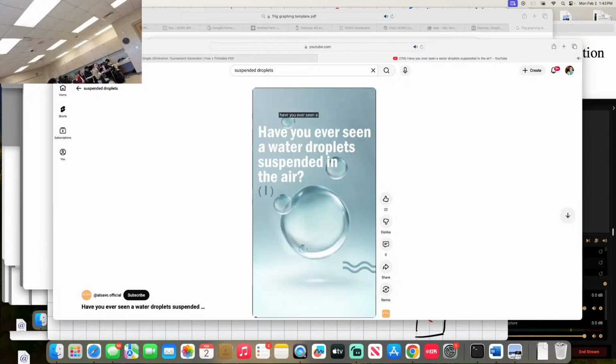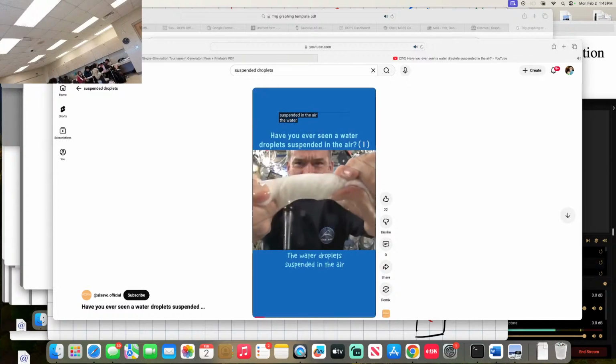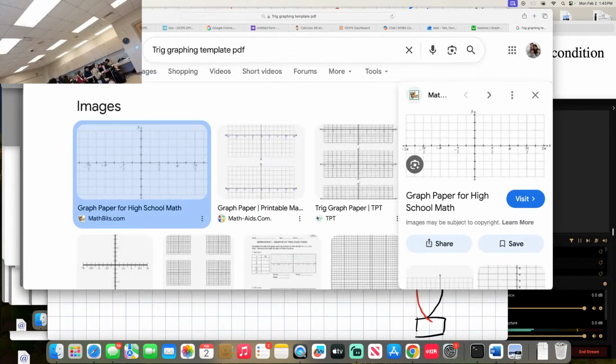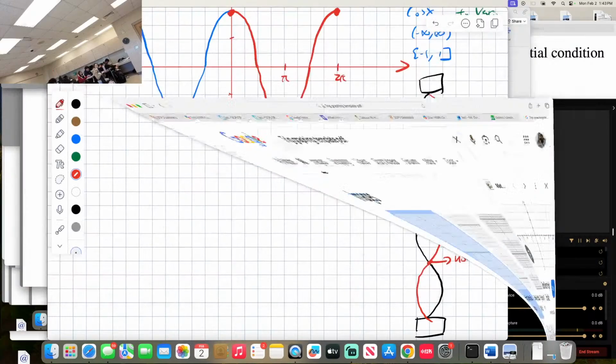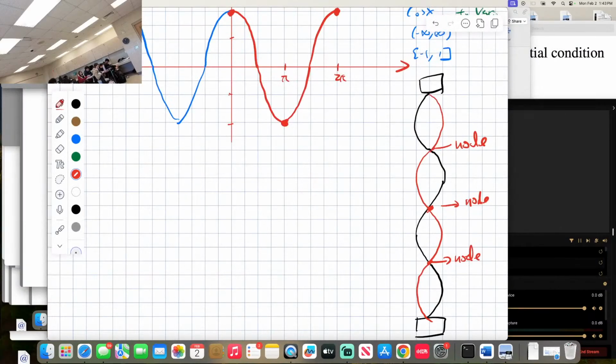Have you ever seen water droplets suspended in the air? Buy a kit like this. The water droplets are suspended in the air. And you can actually build your own. You can just use a syringe to enter a water droplet in those places.